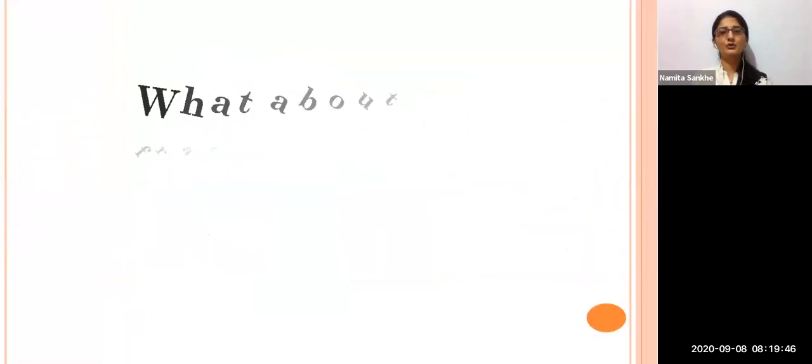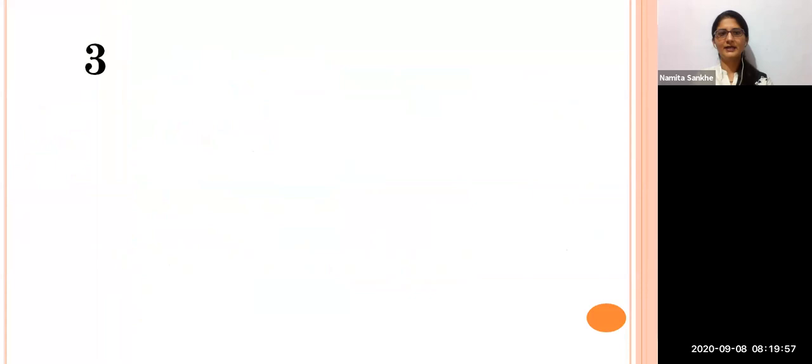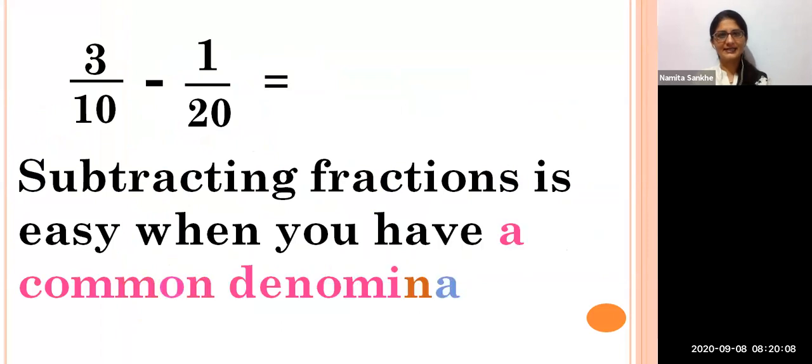But what to do when the denominators are different? So like in the addition we did by creating a common denominator, similarly, we also have to create a common denominator here. In this example, the denominators are different, right? So subtracting fractions is easy when you create a common denominator. You already know how to create a common denominator. You have learned, we saw a few examples in addition, right, children? So we will try to solve this example by creating a common denominator. Now see, children.